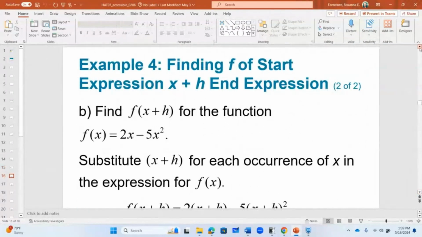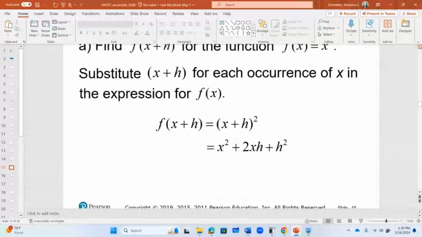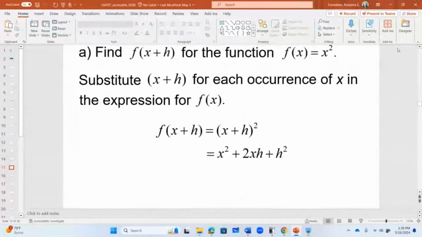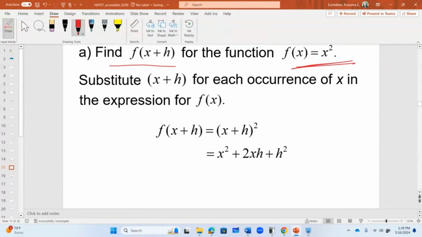If we look at the original one here, the first example they gave us, we're here because students have problems doing this. So we are looking at find f of x plus h for this equation, the parent function of a quadratic function. Okay, so when you're given find f of x, all you need to do is substitute it in the equation. And that's it, that's that.